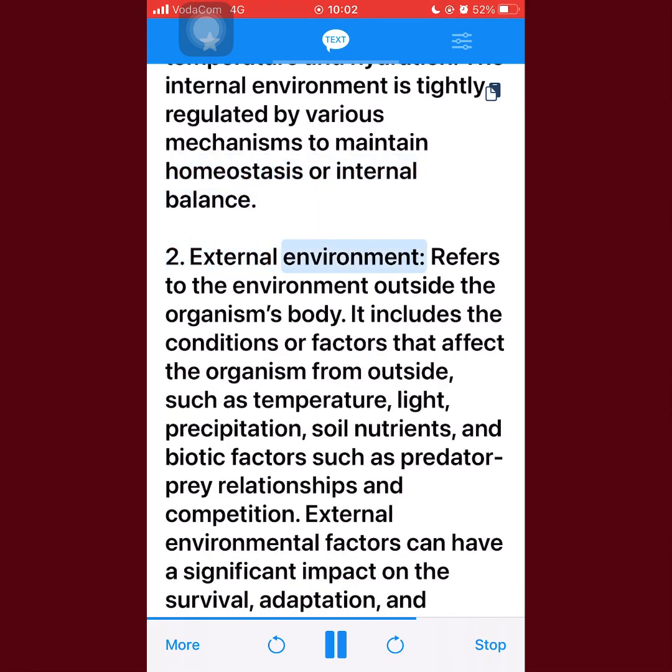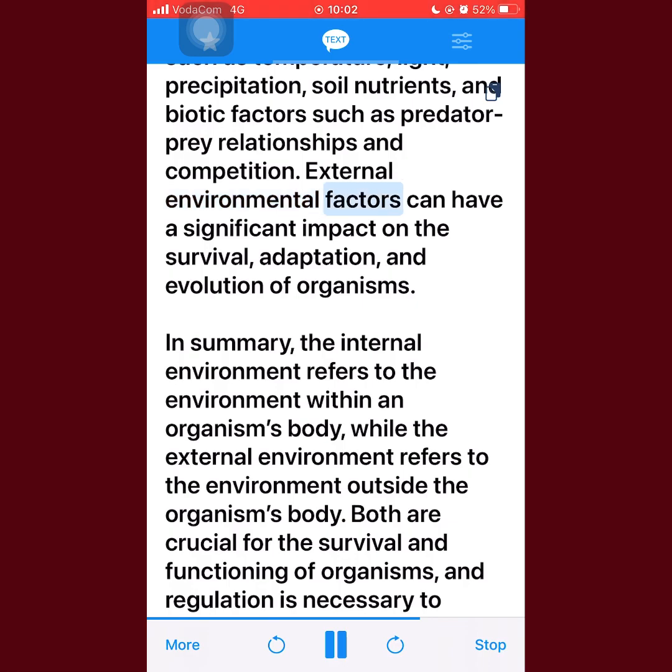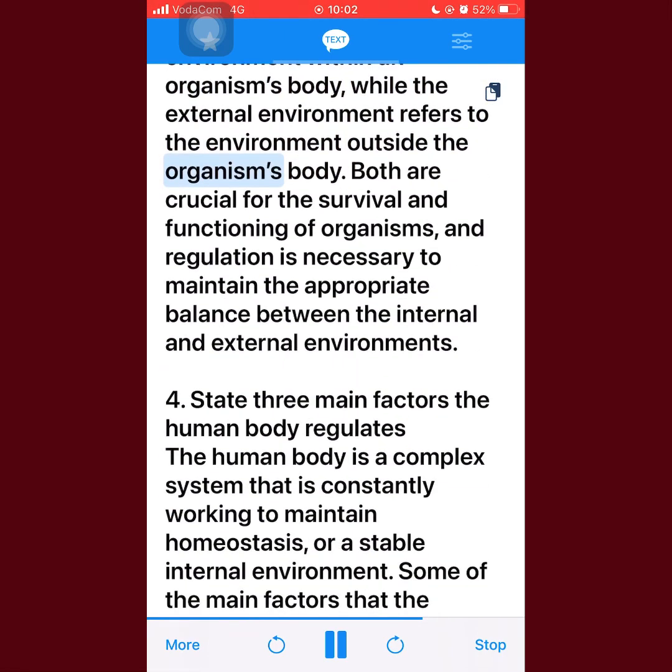2. External environment refers to the environment outside the organism's body. It includes the conditions or factors that affect the organism from outside, such as temperature, light, precipitation, soil nutrients, and biotic factors such as predator-prey relationships and competition. External environmental factors can have a significant impact on the survival, adaptation, and evolution of organisms. In summary, the internal environment refers to the environment within an organism's body, while the external environment refers to the environment outside the organism's body. Both are crucial for the survival and functioning of organisms, and regulation is necessary to maintain the appropriate balance between the internal and external environments.